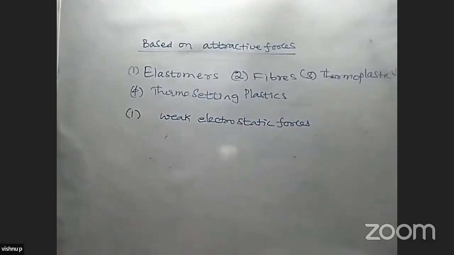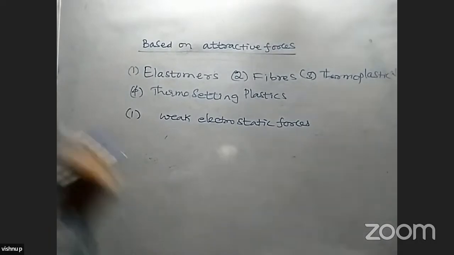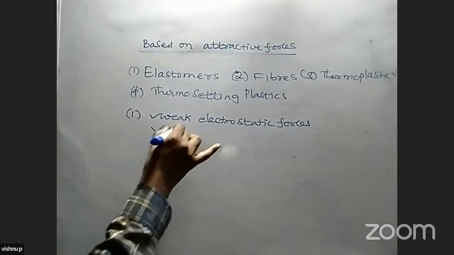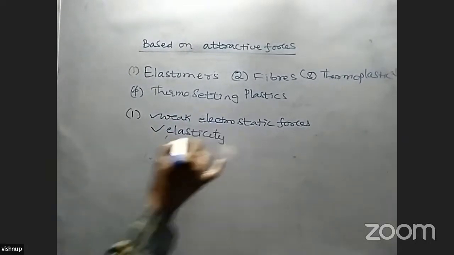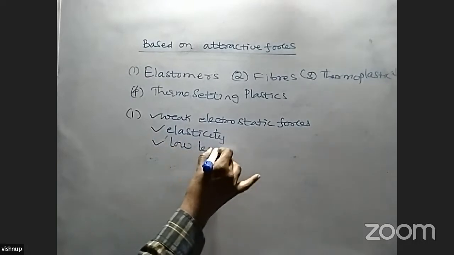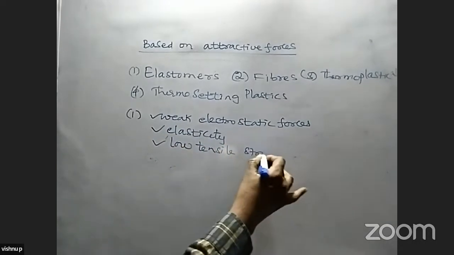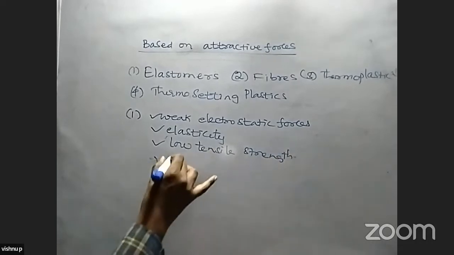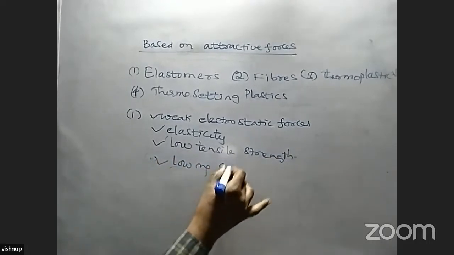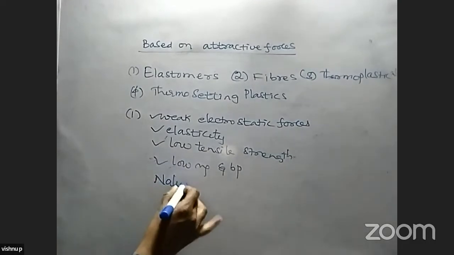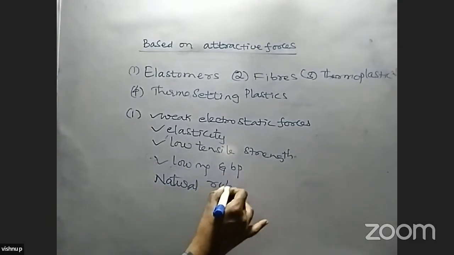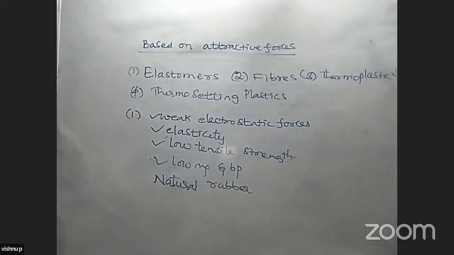First one, elastomers. Because of this, it shows one property that is called elasticity. It shows one more property that is called low tensile strength. And next, it shows low melting points and boiling points. This is an example for elastomers. One example is natural rubber.